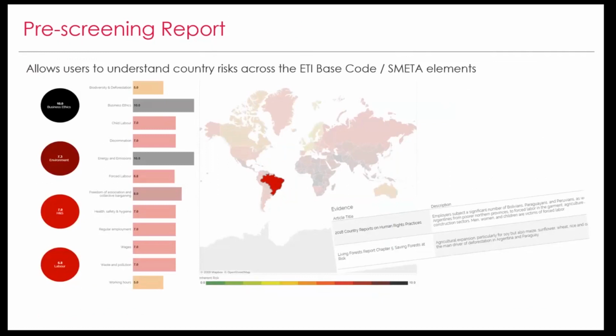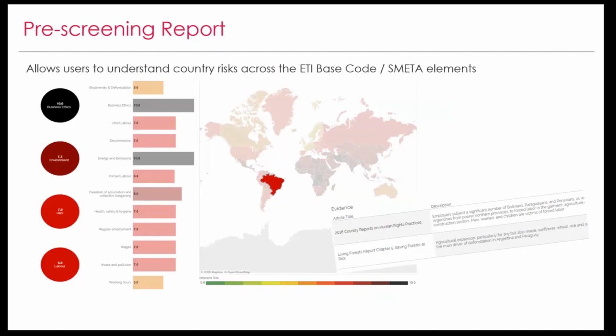So one of the features that some of you will be familiar with in the current tool is a pre-screening tool, which allows you to understand the risk of a particular country and sector disconnected from your actual supply chain data. So this report has been replicated in a more visual and intuitive way, but also breaking down those risks into individual pillars, as you can see there.